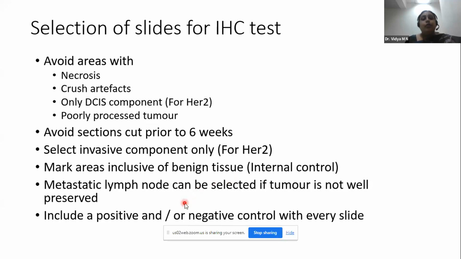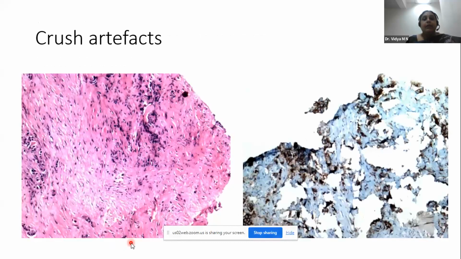So a metastatic lymph node also can be selected if the tumor is not well preserved, but this will be a definite hindrance when we are looking at our proliferative markers. So we always need to include a positive control and/or negative control with every slide. I'm going to talk a little more on positive control standardization in my next few slides. So please make note that a positive control has to be there in each and every slide that you're dealing with for IHC.